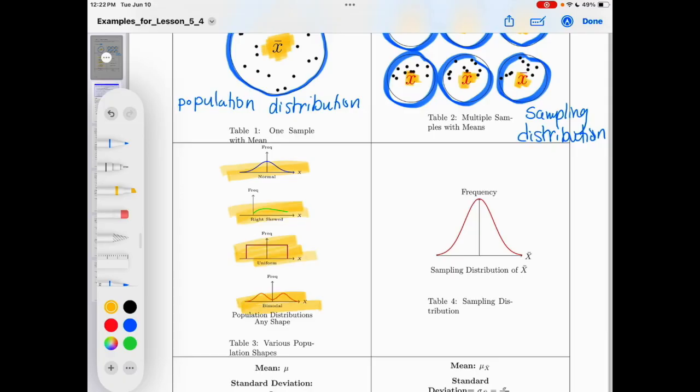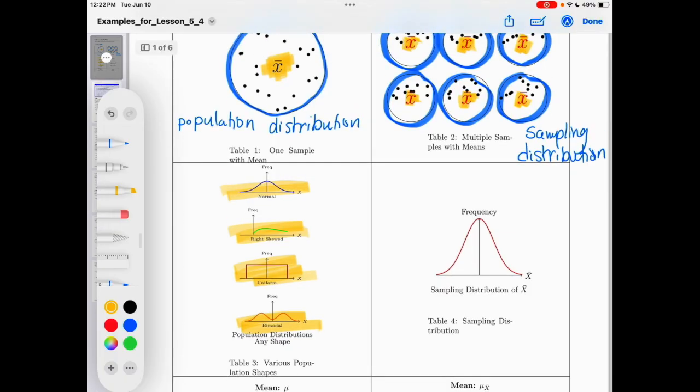No matter what the shape of the population distribution has, the central limit theorem tells us that the distribution of the sample means will tend to look normal as the sample sizes increase. So if you look over here, when I graph all the averages, the sampling distribution should look like a normal curve as that sample size gets bigger and bigger and bigger.